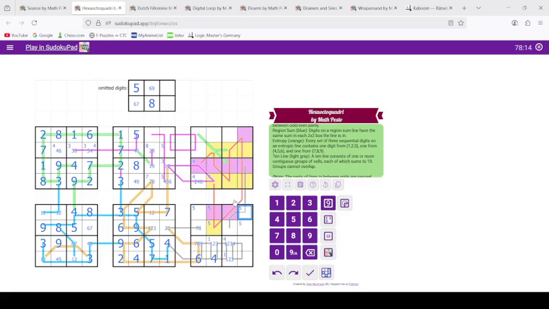Do do do do do. Na na na na na na na na na na. Do do do do do do do do do do do. Domino.